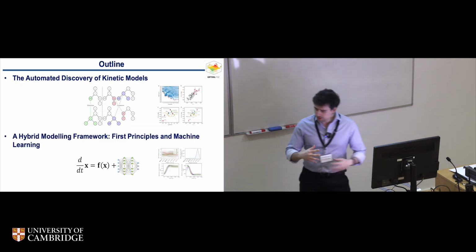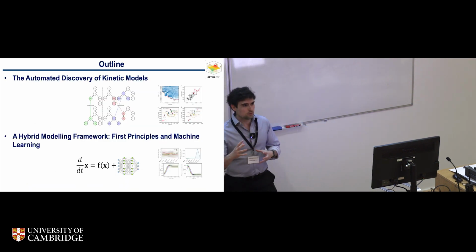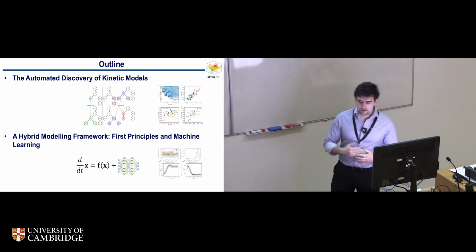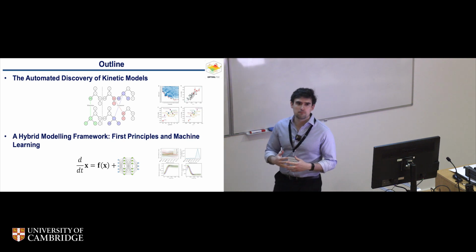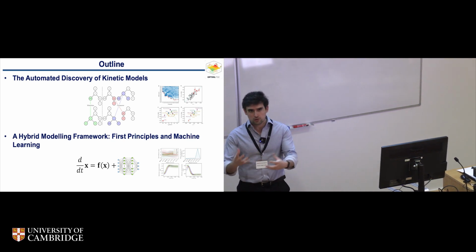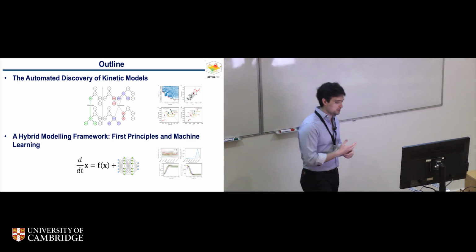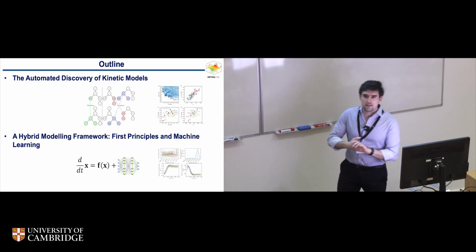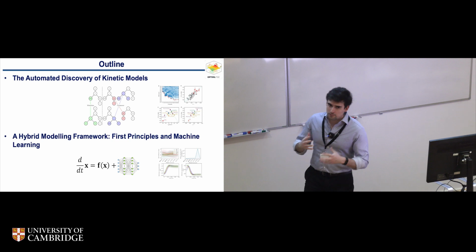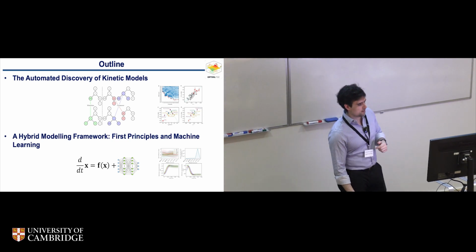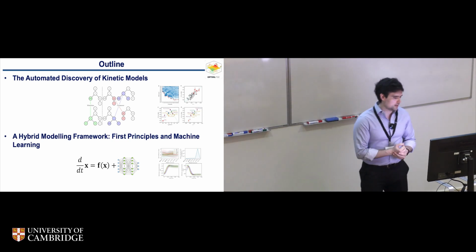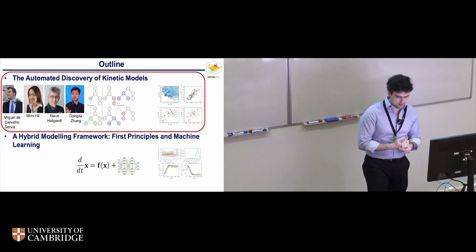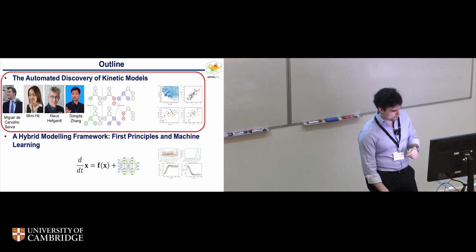I've structured the talk in two separate parts. In the first, we're going to see if we can automate building models from first principles, so automating first principles model building, which is the automated discovery of kinetic models. Then in the second part, I'm going to use some very similar techniques that I will present in the first part, but talk about hybrid modeling and how to try to automate the process of building them a bit.